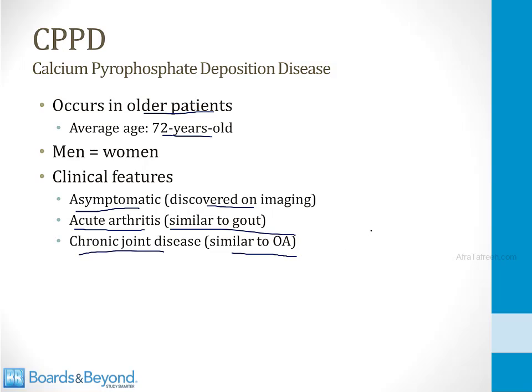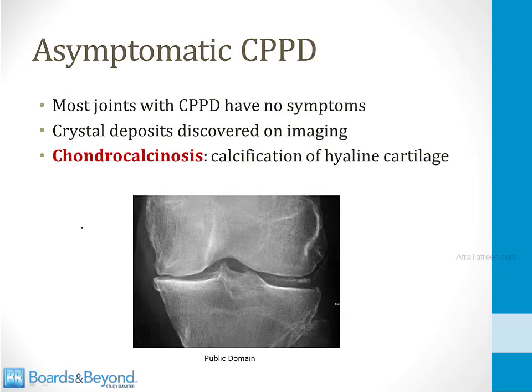And osteoarthritis and CPPD are both disorders of older patients, and there's a lot of overlap in terms of the symptoms. So let's talk about that first clinical presentation of CPPD, which is asymptomatic disease. So if you study patients and image their joints, you will find lots of joints that have evidence of CPPD but have no symptoms. The only way you can identify the presence of the disease is by seeing the crystal deposits discovered on imaging. So the hallmark of CPPD is something called chondrocalcinosis.